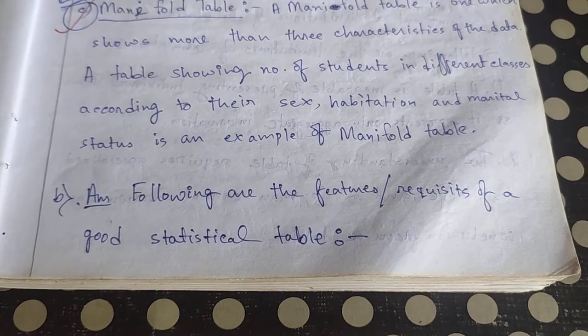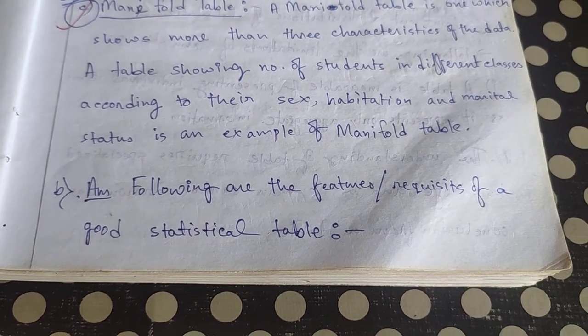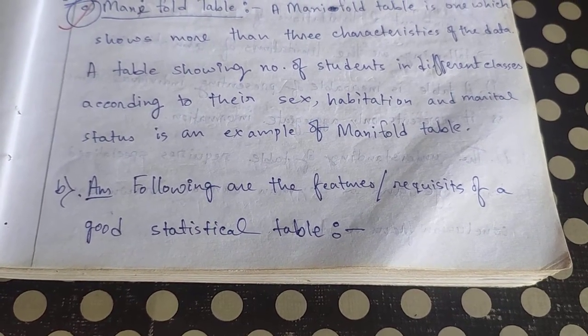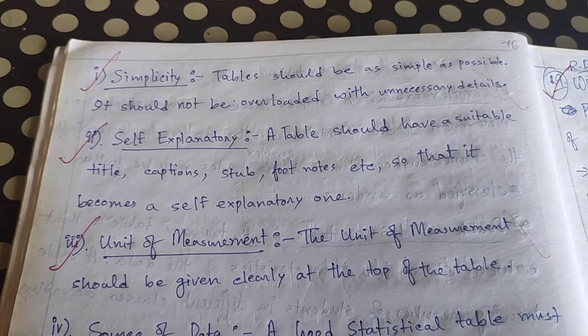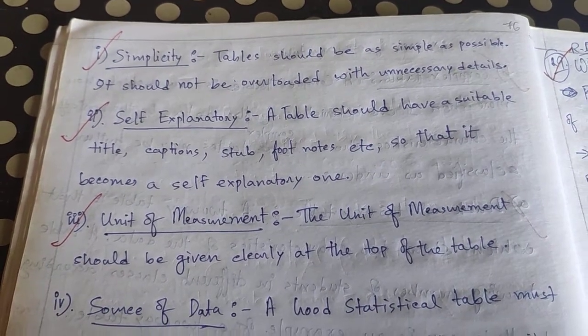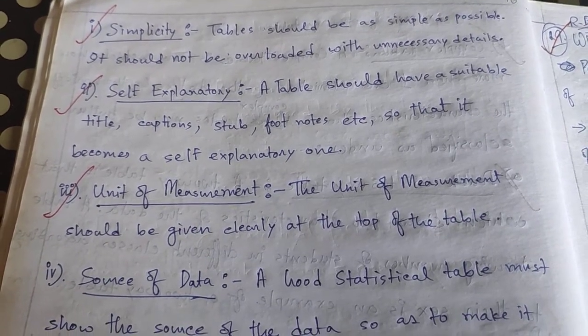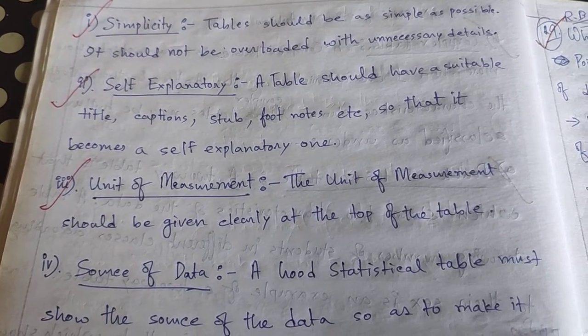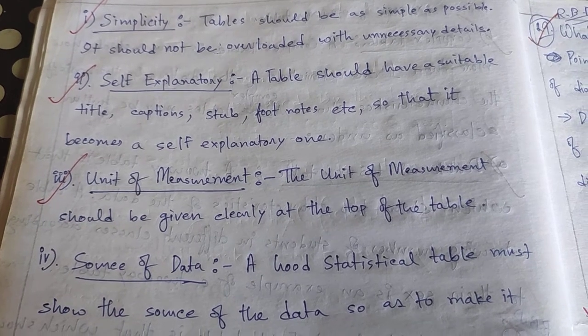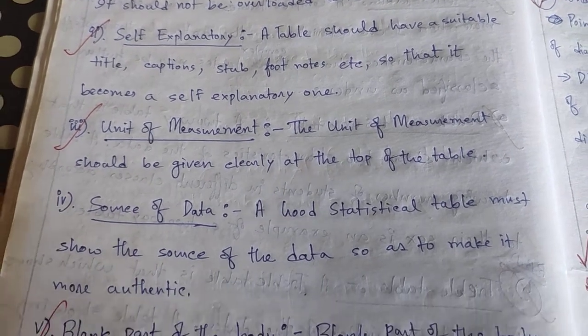Now answer to 7B, দেখো. Following are the features / requisites of a good statistical table. Number 1, simplicity. Tables should be as simple as possible. It should not be overloaded with unnecessary details. Number 2, self-explanatory. A table should have a suitable title, caption, stub, footnotes, etc. so that it becomes a self-explanatory one.